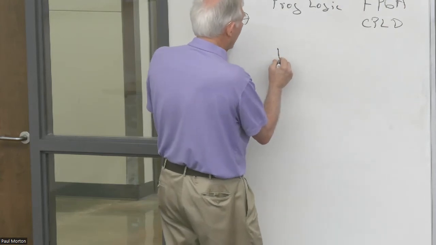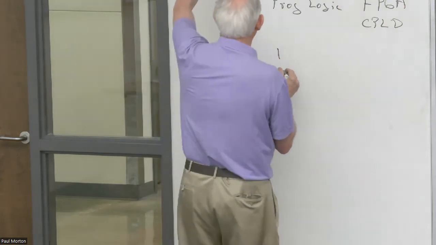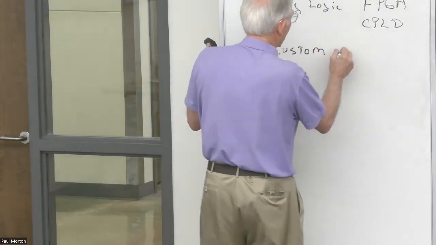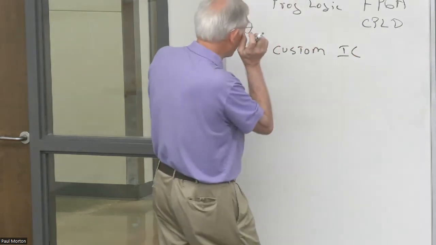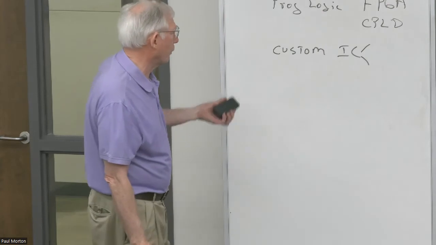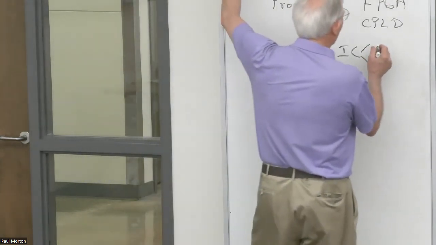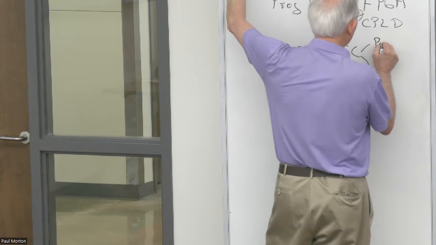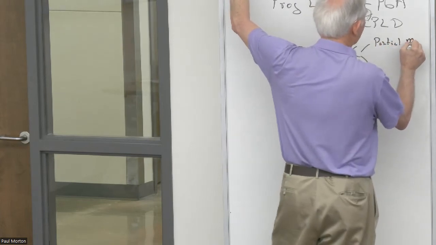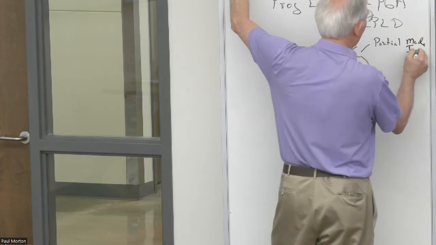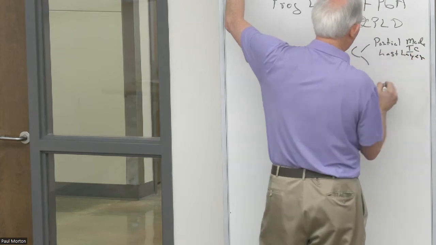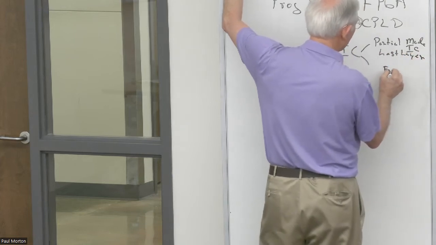Or you could, for a custom IC. And then we kind of divide those into two. And I don't know if people have totally agreed on the names for these. But one of them is a partial, main IC, and you put on the last layer. And the other is just from scratch.